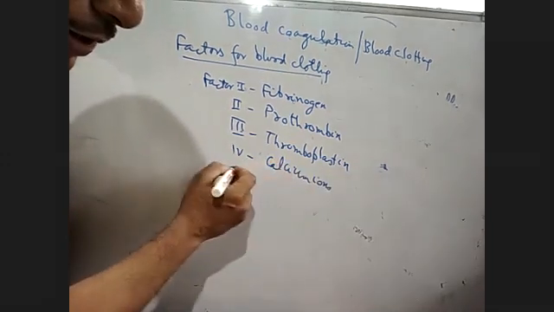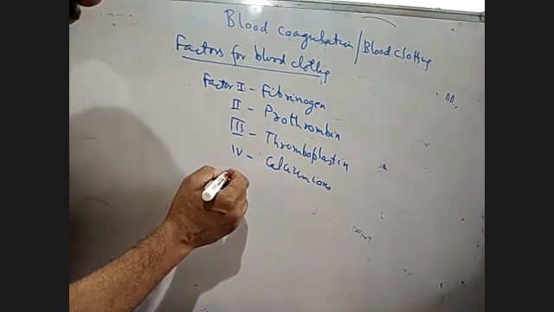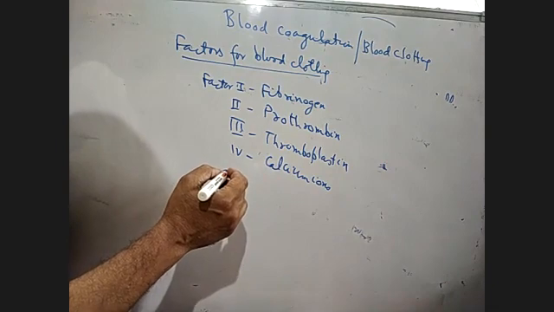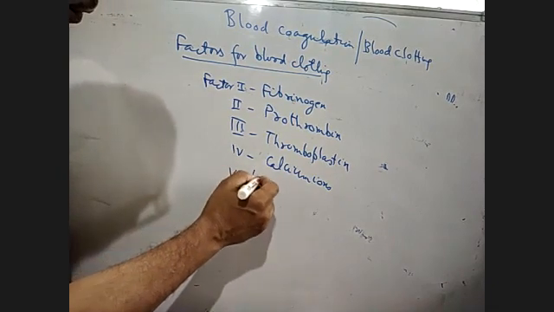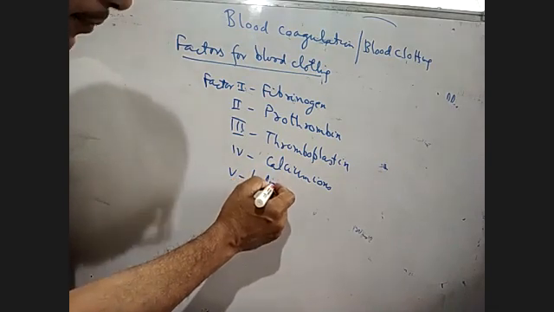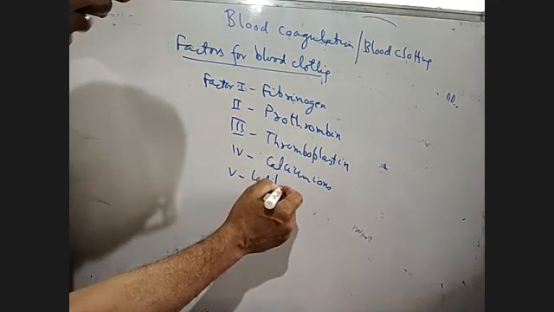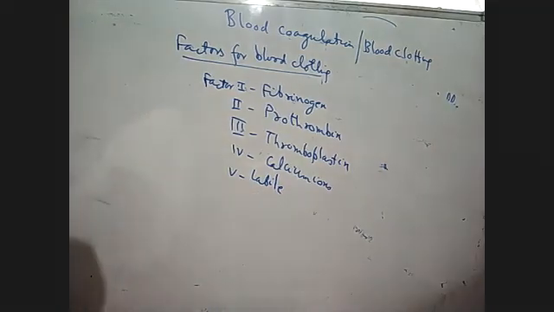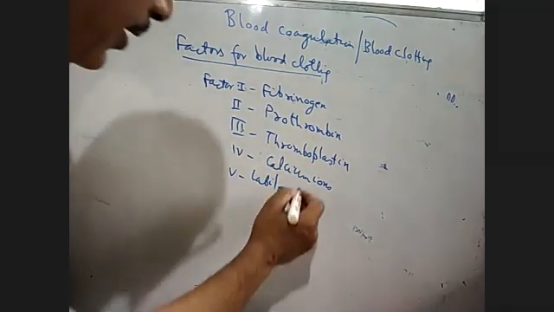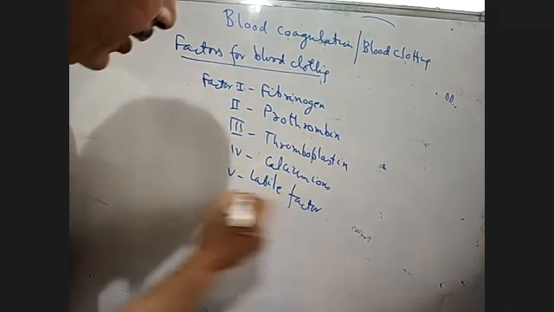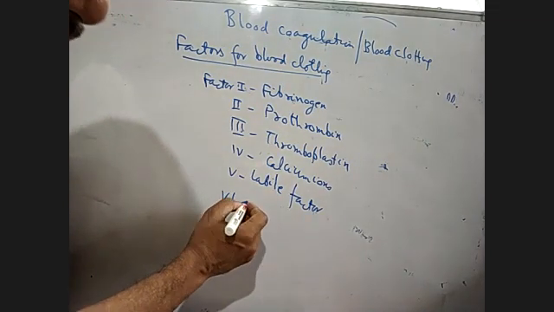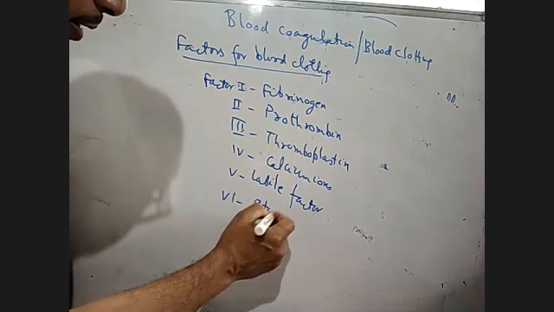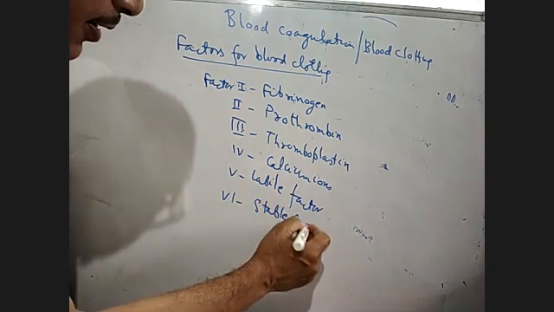Factor 5 is called labile factor, L-A-B-I-L-E, labile factor. Factor 6 is called stable factor.